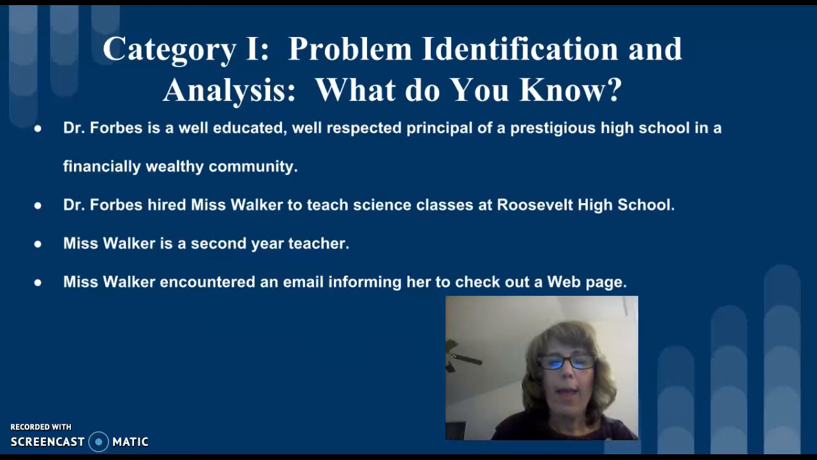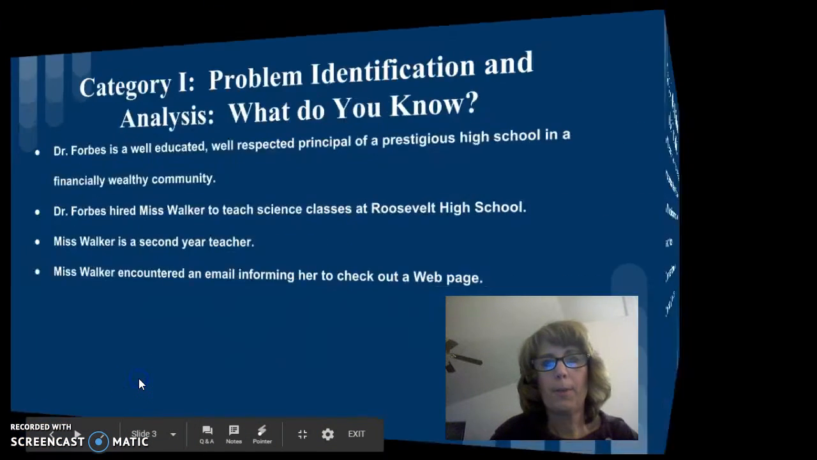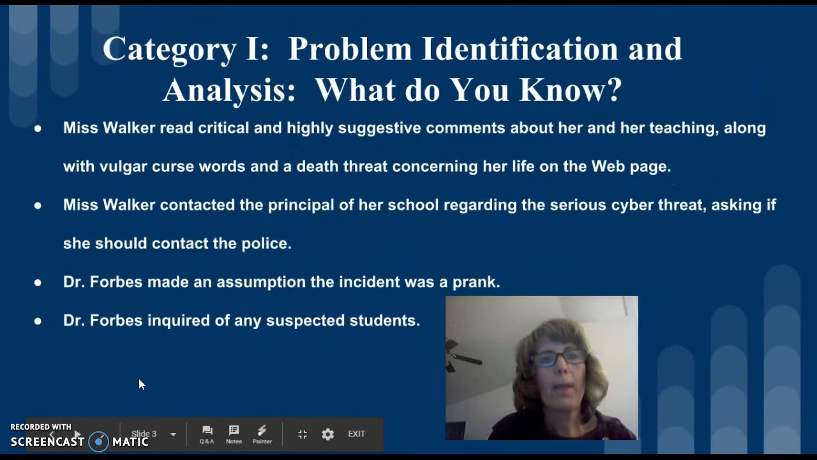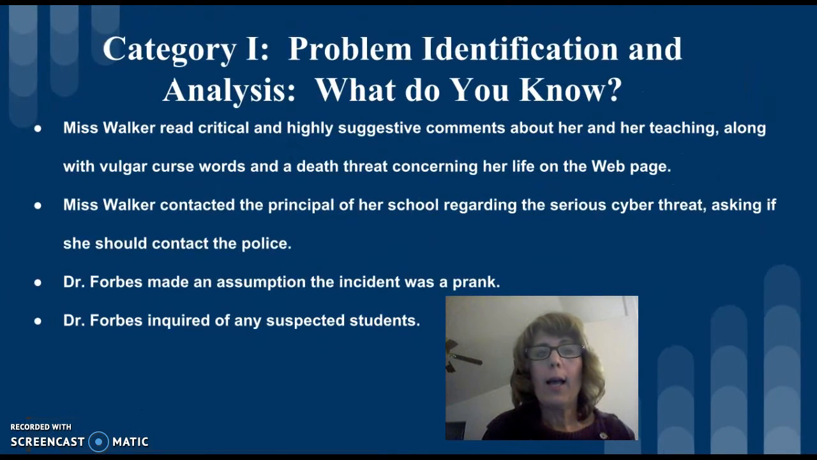Miss Walker encountered an email informing her to check out a web page. Miss Walker read critical and highly suggestive comments about her and her teaching, along with vulgar curse words and a death threat concerning her life on the web page. Miss Walker contacted the principal of her school regarding the serious cyber threat, asking if she could contact the police.